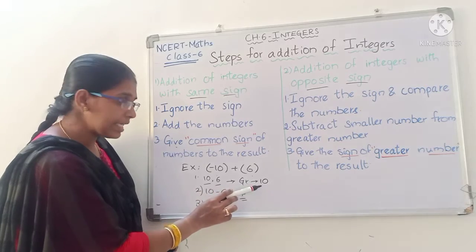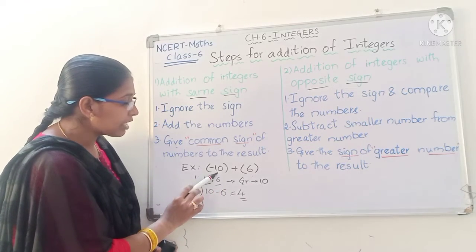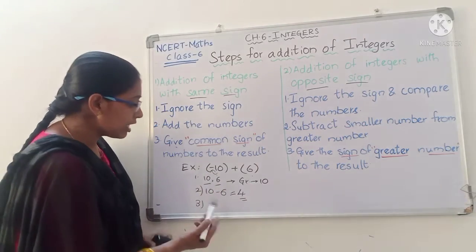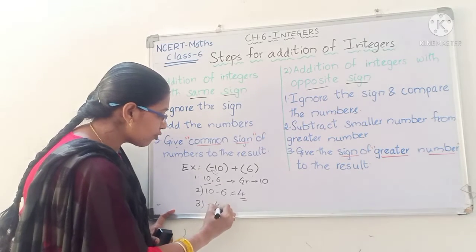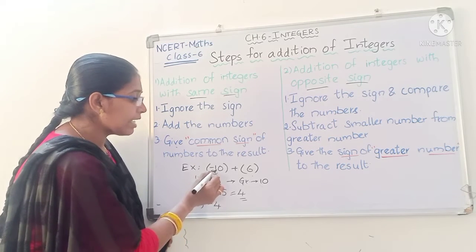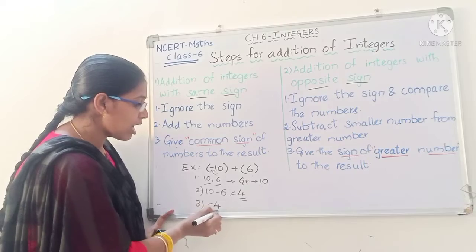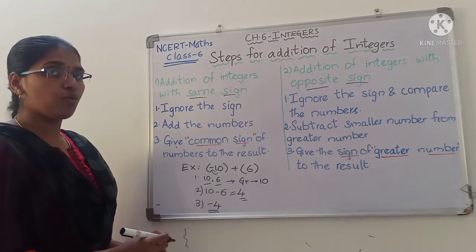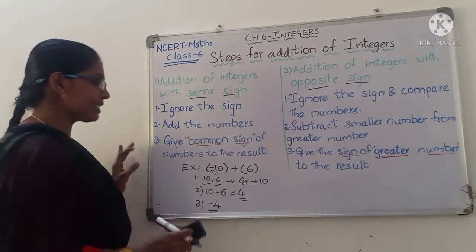Then you found that greater number is 10. What is the sign of greater number? It is minus. So, the result will be minus 4. You applied this sign of greater number to the result. So, the answer will be minus 4. Let's do another example.